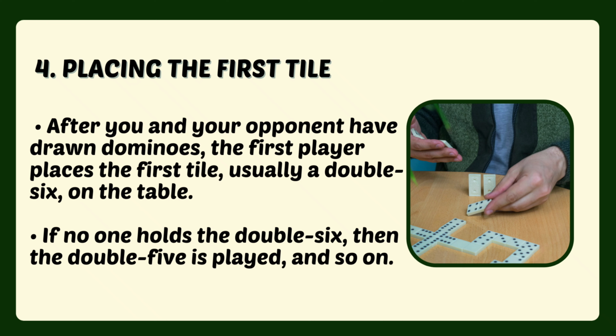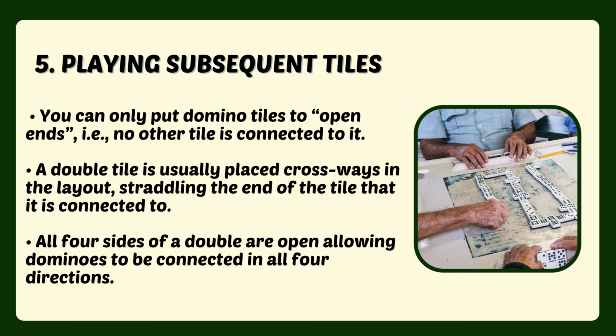Placing the first tile. After you and your opponent have drawn dominoes, the first player places the first tile, usually a double 6, on the table. If no one holds the double 6, then the double 5 is played, and so on. Playing subsequent tiles. You can only add domino tiles to open ends, that is, ends to which no other tile is connected. The double tile is usually placed crossways in the layout, straddling the end of the tile that it is connected to. All four sides of a double are open, allowing dominoes to be connected in all four directions.